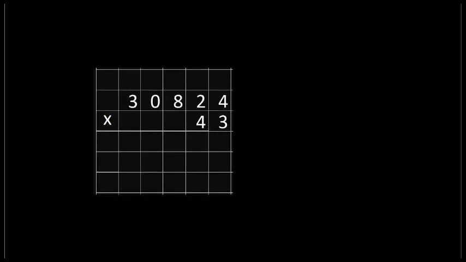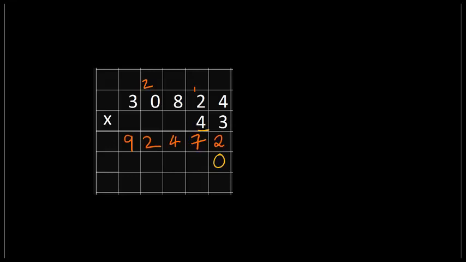Next question. Multiply by 3. 3 times 4. 4, 8, 12. So 2, carry 1. 3 times 2. 2, 4, 6. Plus 1 is 7. 3 times 8. 8, 16, 24. So 4, carry the 20. 3 times 0 is 0. Plus 2. 3 times 3 is 9.